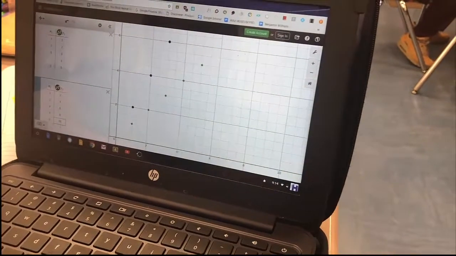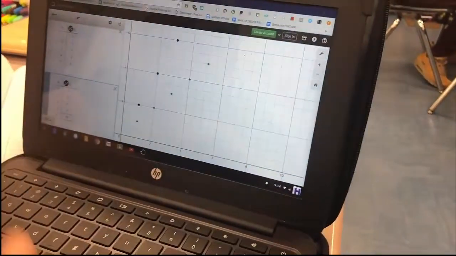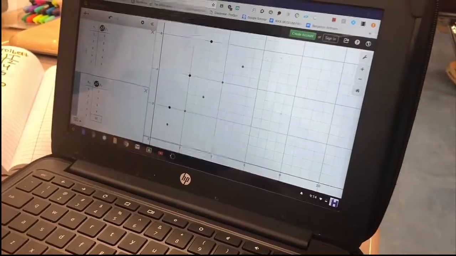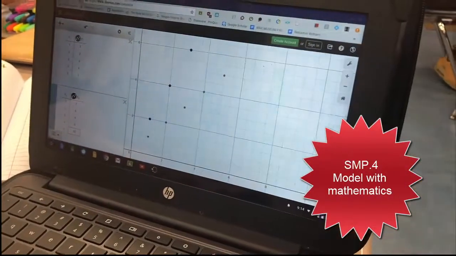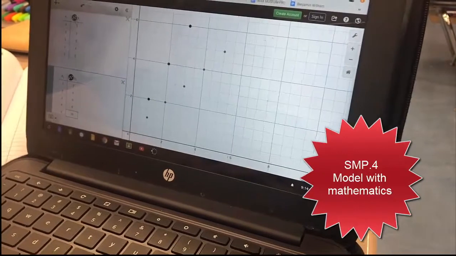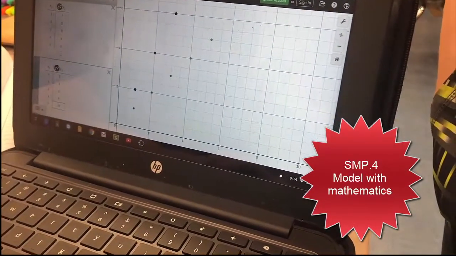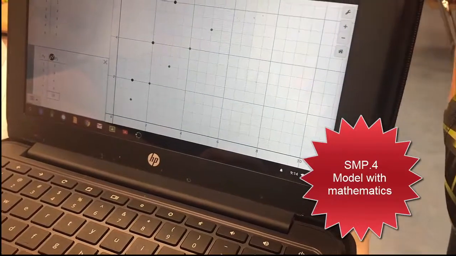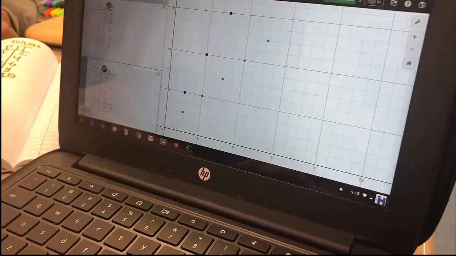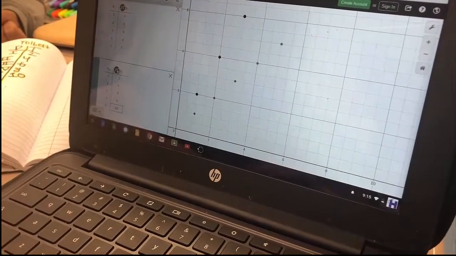So is that Mr. Fletcher's or Miss Tolbert's? That is Mr. Fletcher's. And if you were just to look at this, how can you tell which one's Mr. Fletcher's and which one's Miss Tolbert's just by looking at your plot, the points that you plotted? Because that's green and that's black.